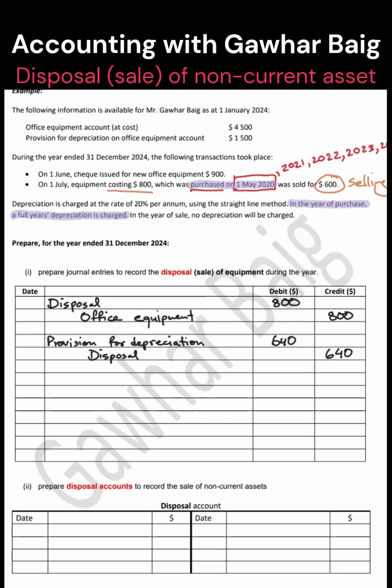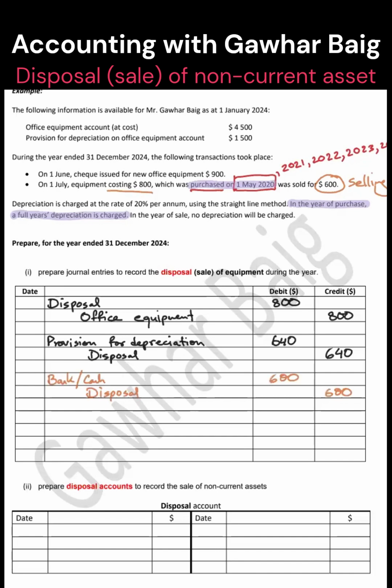Then the third journal entry, which is the recording of the selling price, which is $600. Since nothing is mentioned about how we receive the money, we can write just bank/cash, $600, and the disposal account to be credited by $600.